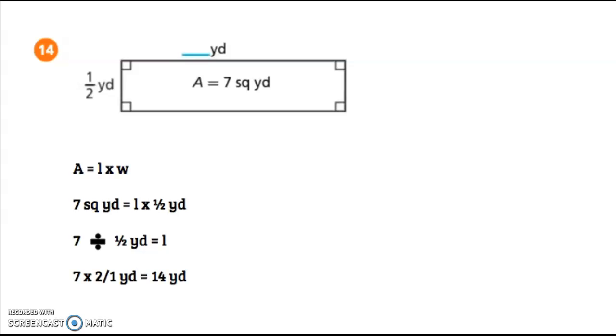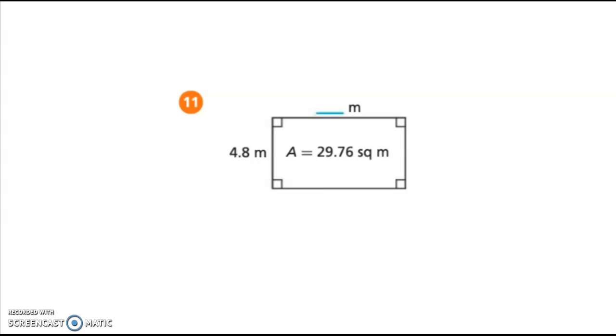All right, now I have written out my problem with keep, change, flip. I kept my 7, I changed my division to multiplication, and then I flip my fraction to 2 over 1. So now if I do my multiplication straight across, I get 14 yards. My length is going to be 14 yards. I can multiply 14 times 1/2, and that should get me my answer of 7 square yards. That is my area.